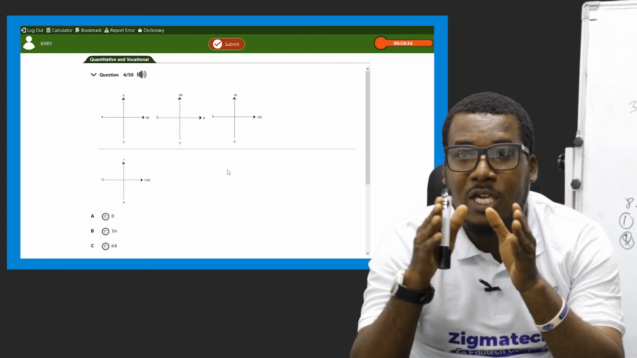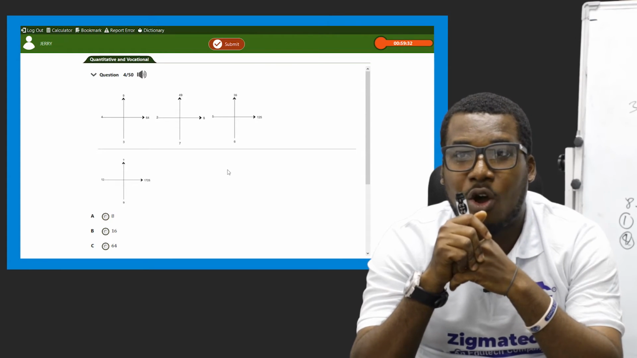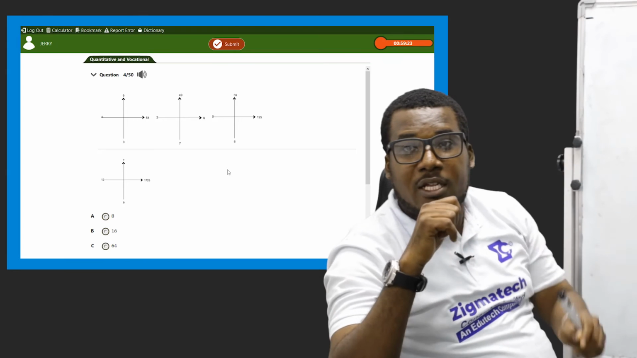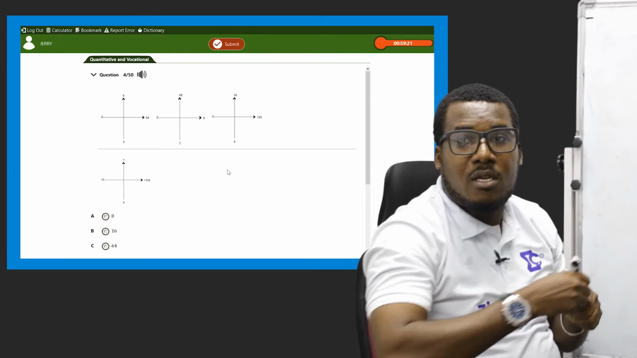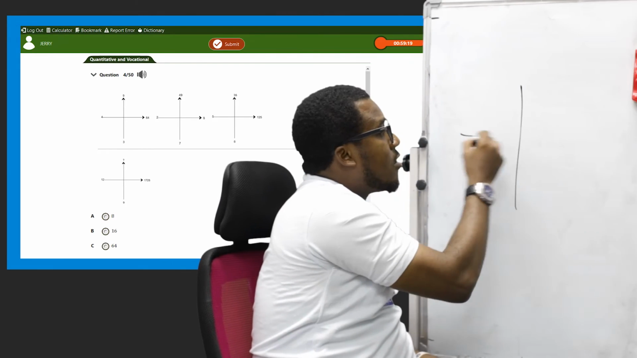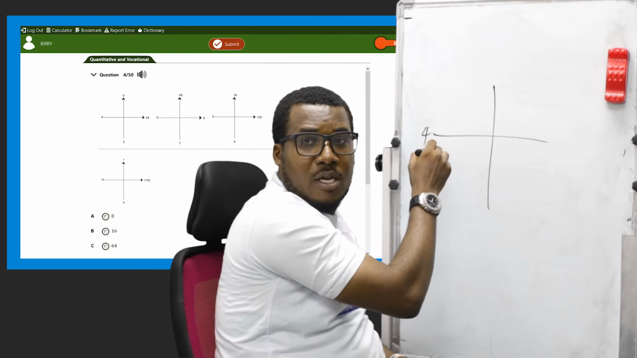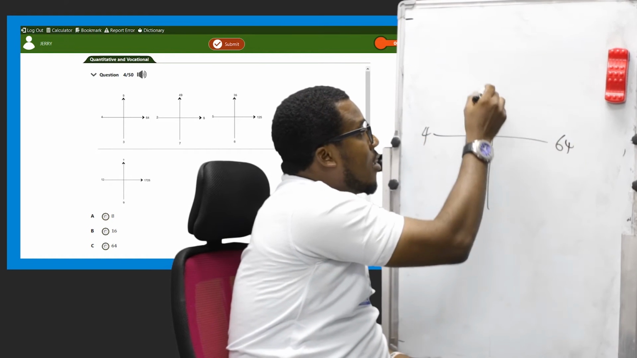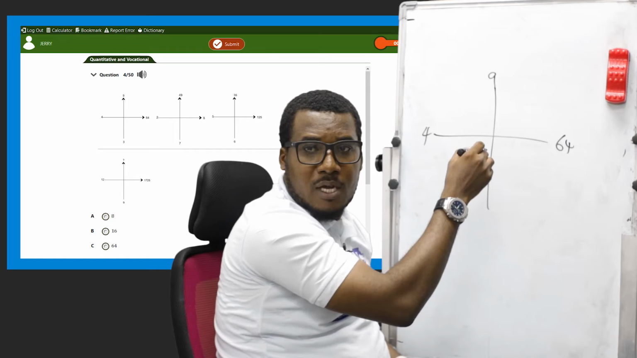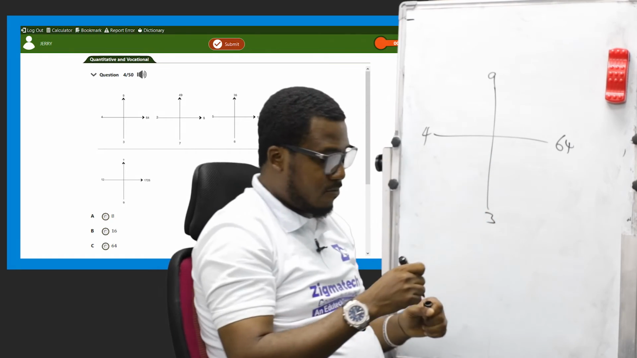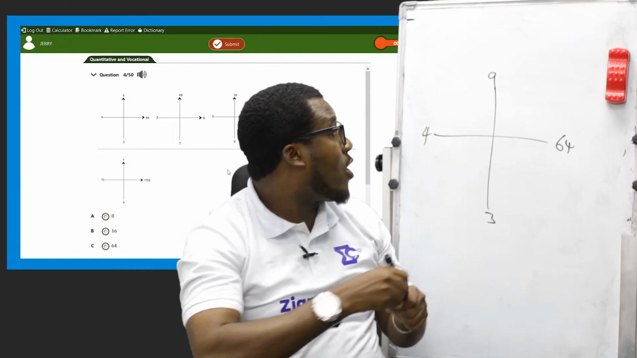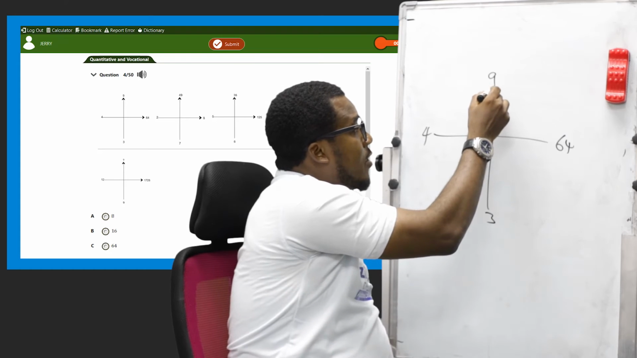Very nice question. We are given this question and they ask us to find. Now, they gave a sample there. They gave a sample this way. They put 4 here. They put 64 over here. They put 9 here, and they put 3 over here. What you will understand, sorry, let me put the arrow here, please.